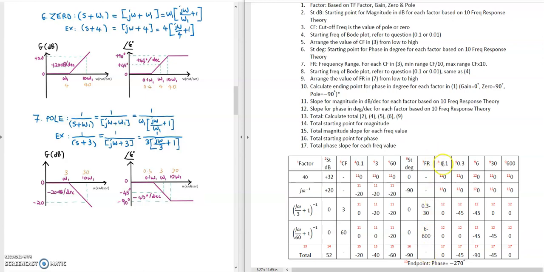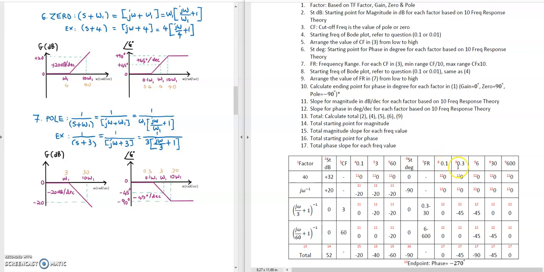We go to the next column. Number 8 is the starting frequency of the Bode plot. The starting frequency of the Bode plot for phase is equal to the starting frequency for the magnitude plot. So number 8 is equal to number 4. Please refer to the question. Sometimes the question asks you to start your Bode plot at 0.1 radian per second, and sometimes at 0.01 radian per second. So be careful, read the question carefully to see where you should start your Bode plot, either 0.1 or 0.01. Number 8 should be the same as number 4.